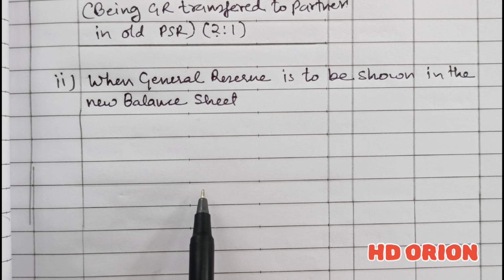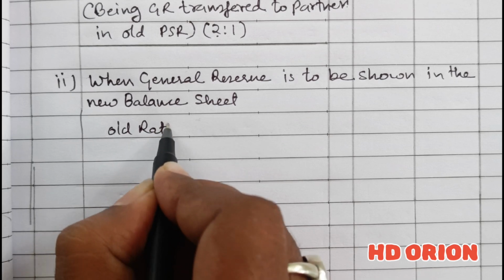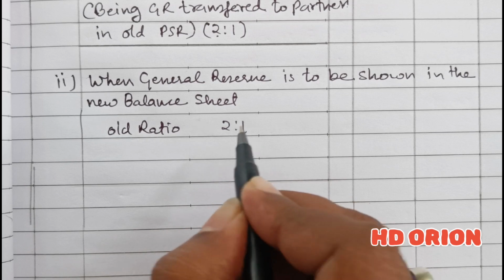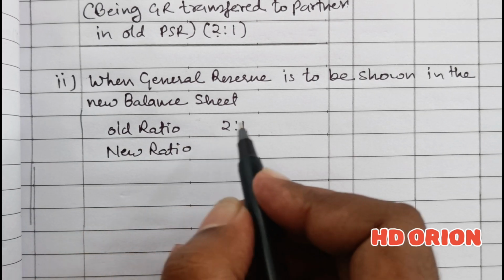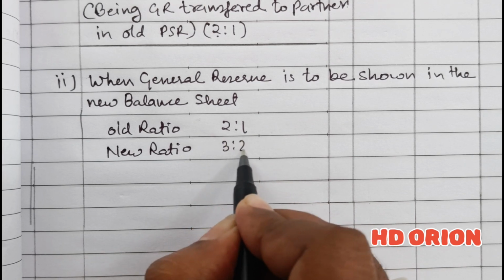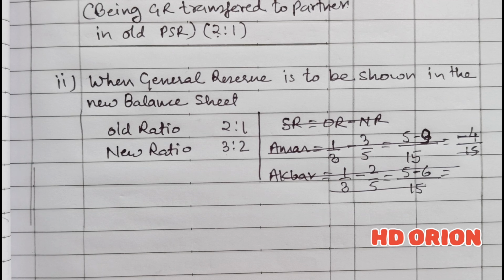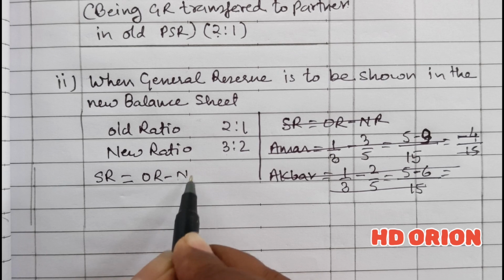Instead, what should we do? We will calculate gaining and sacrificing ratio. As we know, the old and the new ratios we already know. So old ratio of the two partners is how much? That is 2:1. And new ratio is 3:2. So we will calculate sacrificing ratio. As we know, sacrificing ratio is equal to old ratio minus new ratio.